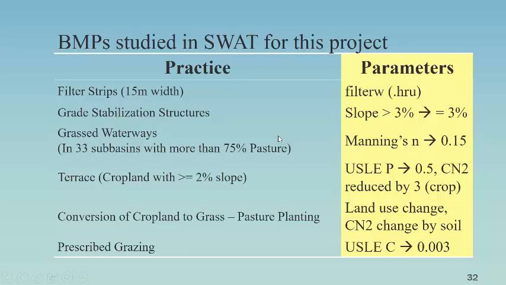Okay, so there are many different ways to achieve this 35% reduction goal. With the help of the stakeholders, we came up with a list of different best management practices, as you see on this list: filter strips, grade stabilization structures, grass waterways, terraces, conversion of cropland to pasture land, and prescribed grazing. On the right-hand side, we are just showing you a few of the ways you can model these in SWAT.